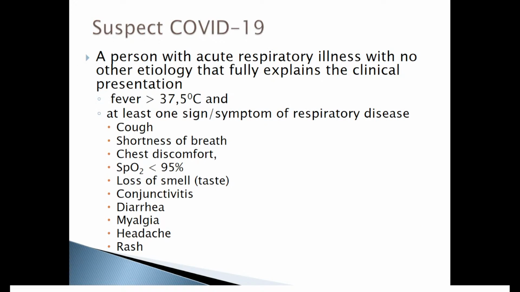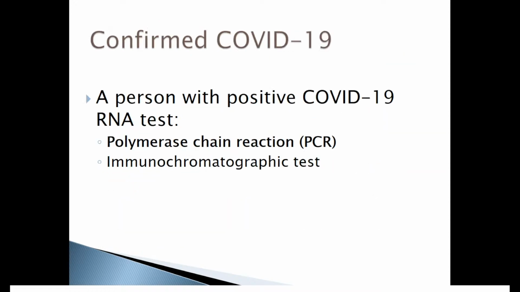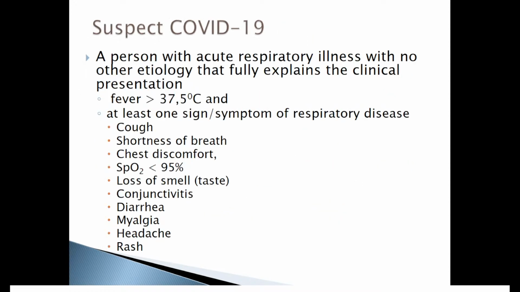And now I will tell you some definitions from the Russian guidelines. We divide COVID-19 cases into three groups: suspected cases, probable cases, and confirmed COVID-19 cases. Suspected COVID-19: now, we suspect COVID-19 in all patients with flu-like symptoms and temperature more than 37.5 degrees Celsius. Suspected COVID-19 is a person with acute respiratory illness with no other etiology that fully explains the clinical presentation.